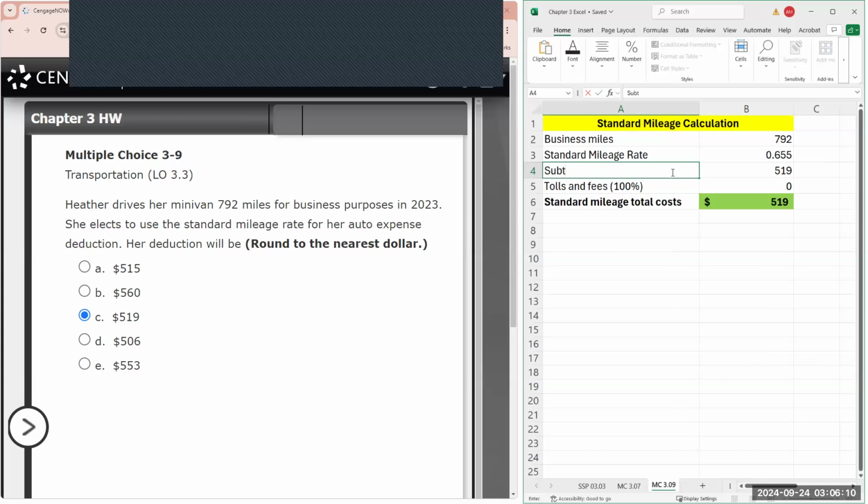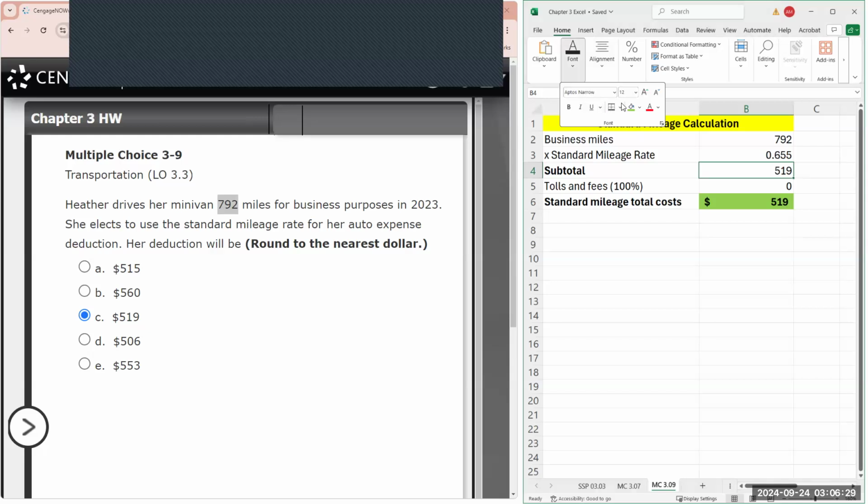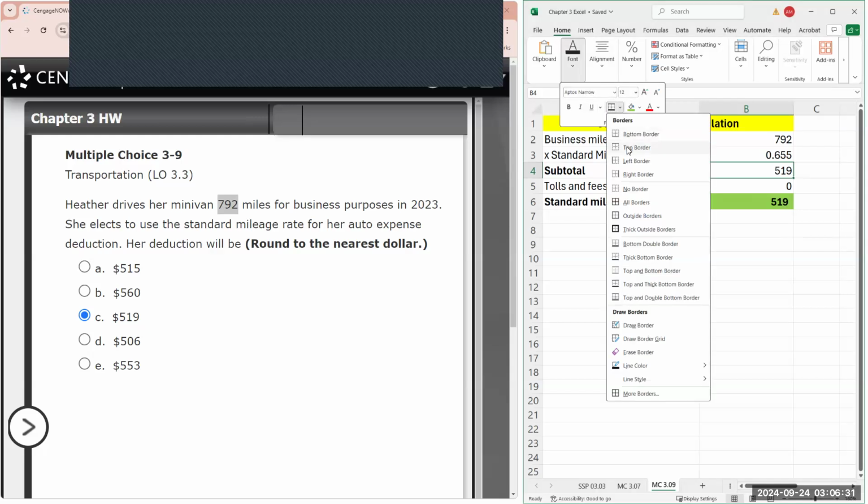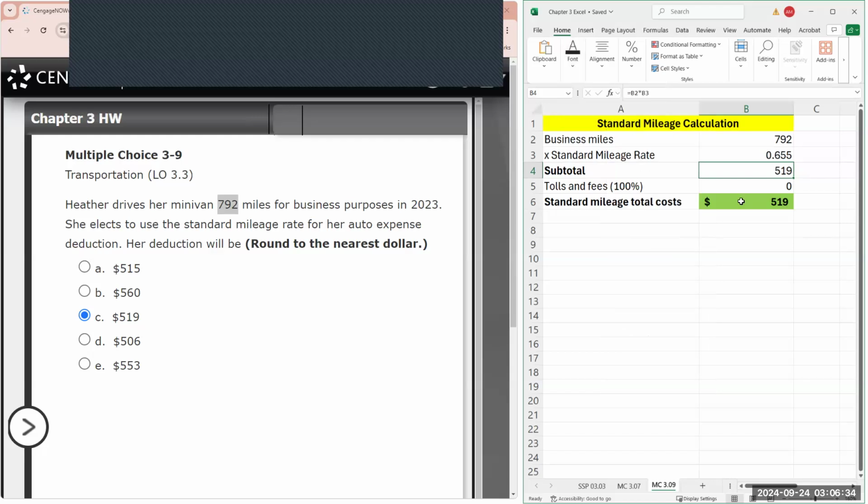So this would be a subtotal. So our standard mileage cost would be $519. Again, 792 in business miles multiplied by the standard mileage rate. So I'll put times standard mileage rate, gives us the subtotal. And then from there, we add 100% of tolls and fees, if any. In this case, there were no tolls and fees. So therefore, the total standard mileage in this example is $519.